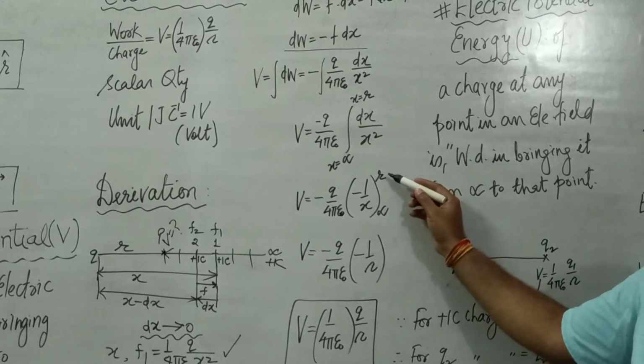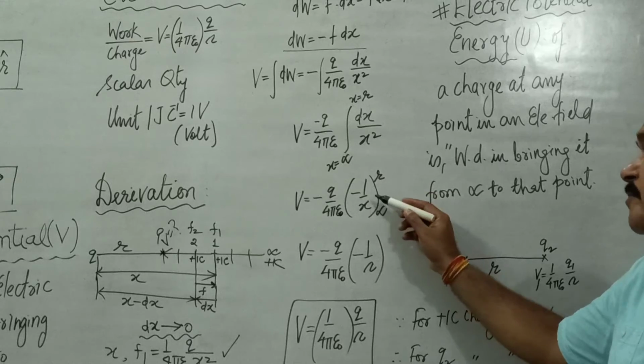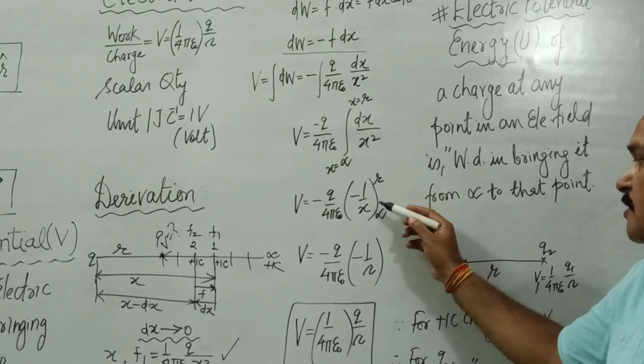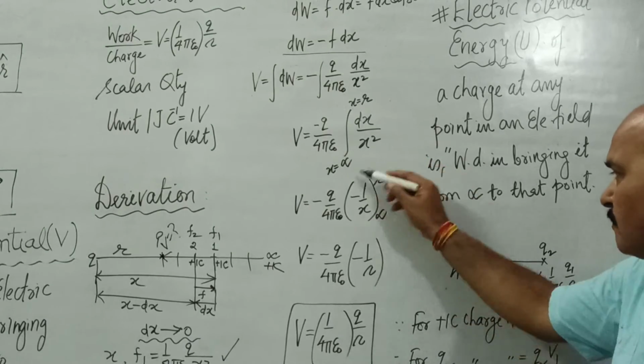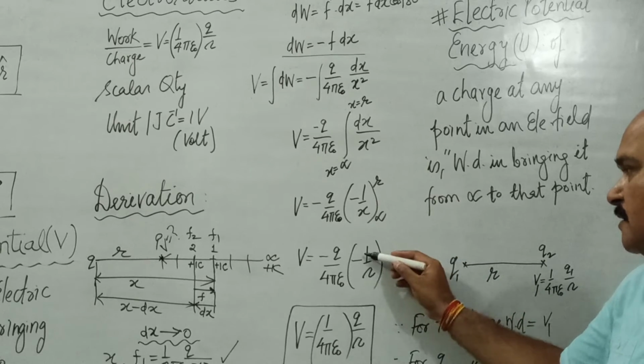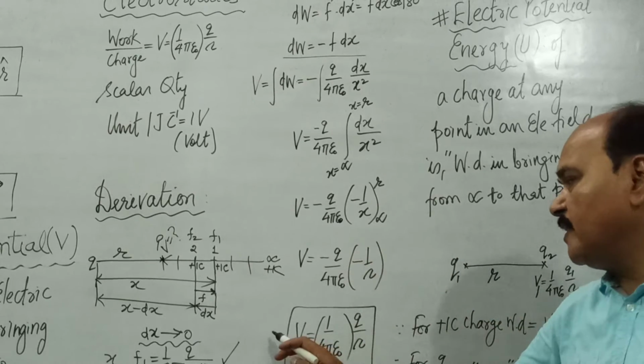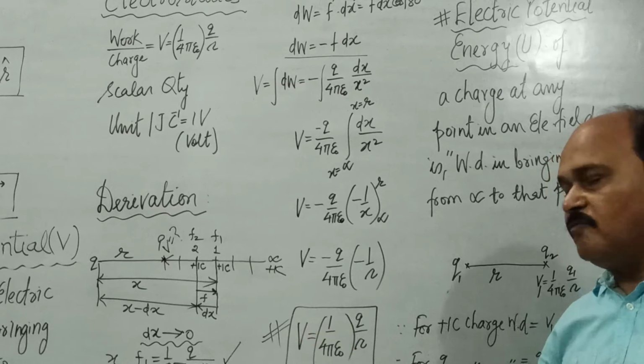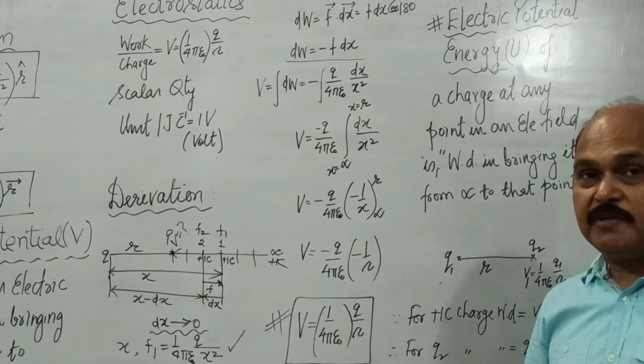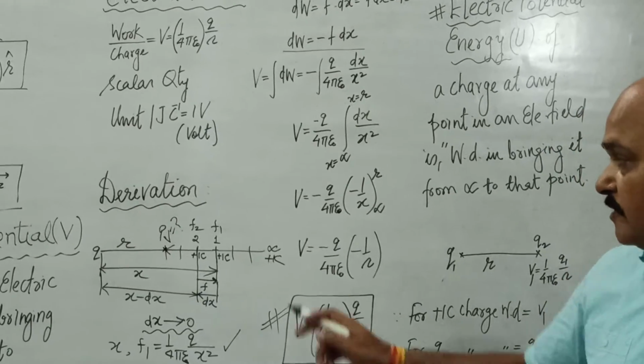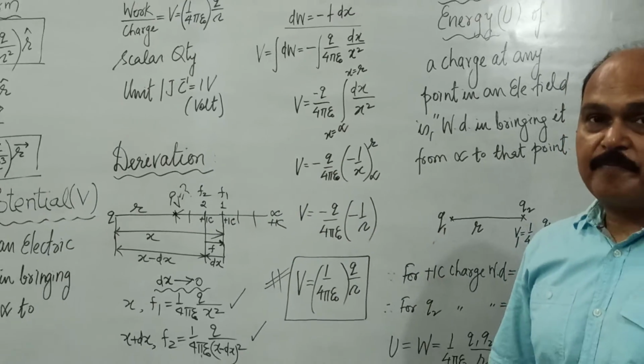And when we solve the limit, what do we get? Minus 1 upon r minus 1 upon infinity, that is 0. So when we solve the limit, we get minus 1 upon r here, this minus and this minus cancel out, and we get the expression of electric potential as 1 upon 4 pi epsilon naught q by r. Very, very important expression and very, very important derivation.